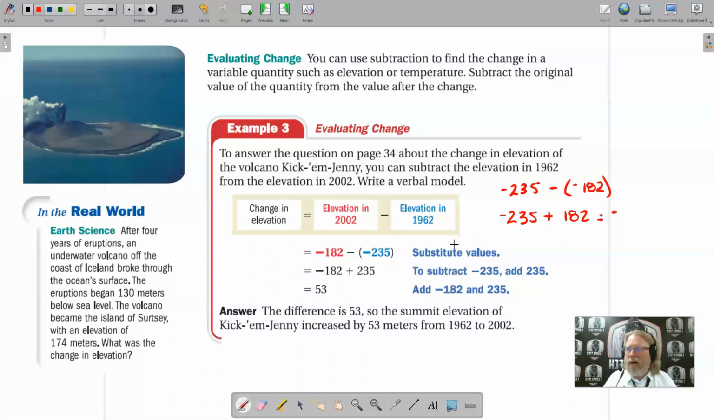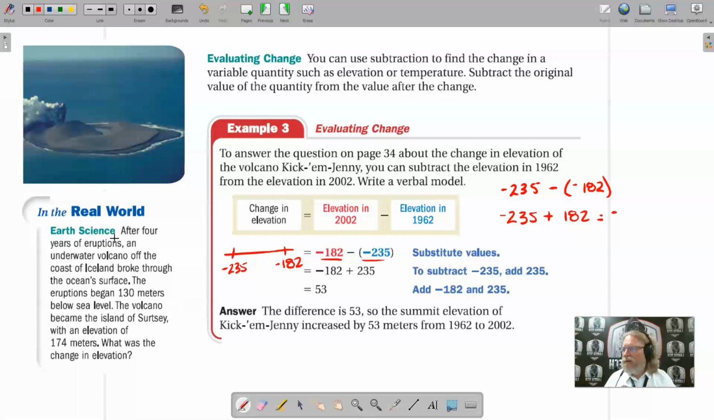And if we look on a number line here, and we were to plot these two, and we had negative 235, and we had negative 182. Well, we know that numbers to the right of other numbers are greater than those numbers. So on a number line, negative 182 would be greater than negative 235. So it's the greater value minus the lesser value.